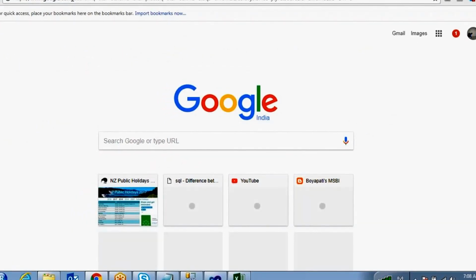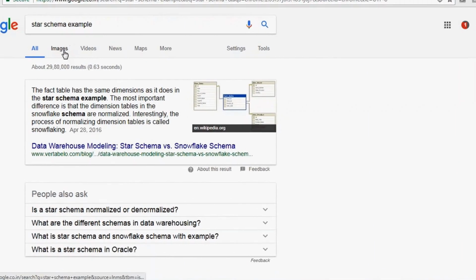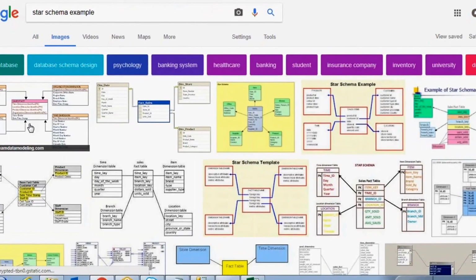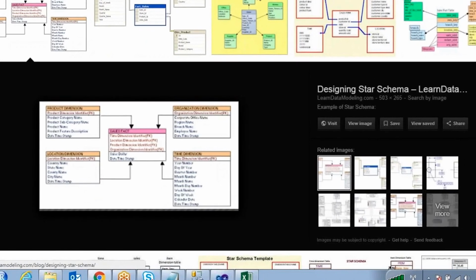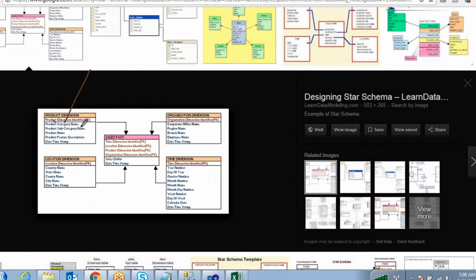I want to show you one picture over here. A star schema has all the dimension tables. This is a product dimension. This is a location dimension. This is the organization dimension. This is the time dimension, and this is the fact table. If you observe here, all the dimension tables have a direct relationship with the fact table based on these foreign key columns. Each dimension table's surrogate key column you can find in the fact table.